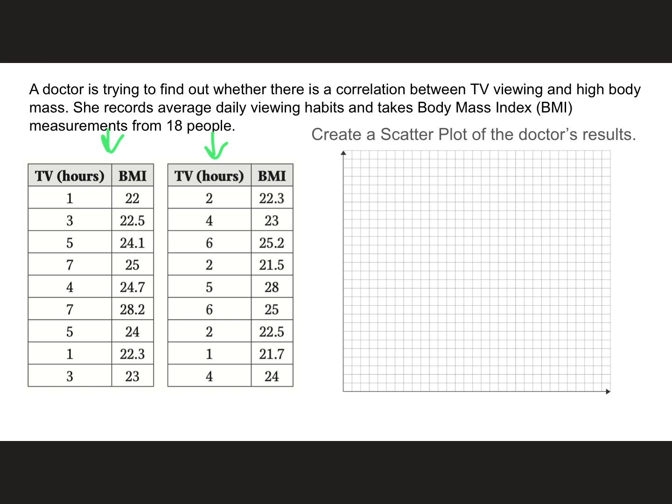So we're being asked to create a scatter plot of the doctor's results. So the first thing we do is label our axes. Our input is going to be TV hours, and we'll label that in a second. And our output is going to be BMI. So we're going to label these.